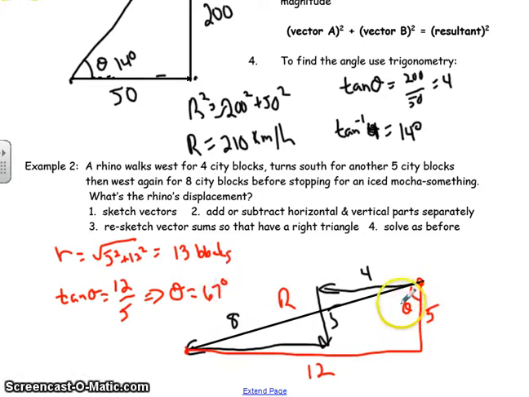All right, which kind of makes sense. This looks like a fairly large angle. So I say 13 blocks at 67 degrees. And again, we're west of south.